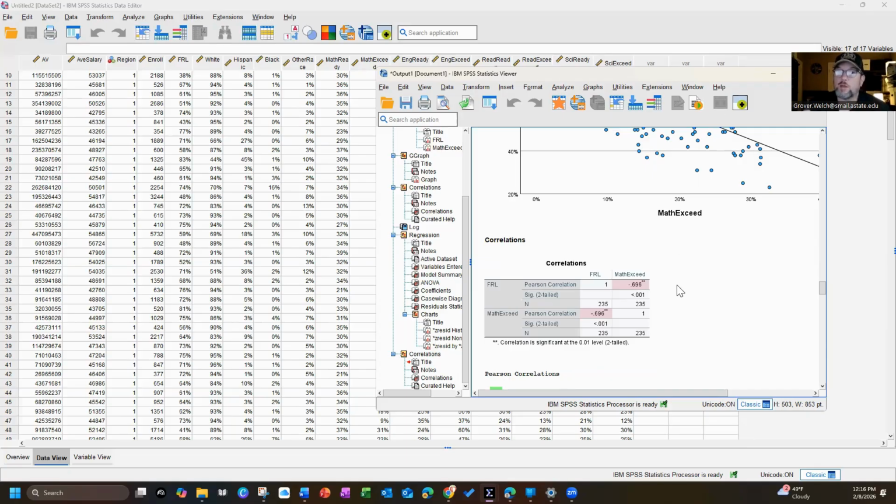Is this a meaningful relationship? The answer is yes, and I'll explain why. According to our guidelines for interpreting correlation coefficients, our r value of 0.696 falls into the strong range. Correlations between 0.50 and 0.70 are generally considered strong, and ours is at the higher end of that range. This tells us that approximately 48% of the variance in math achievement scores can be explained by the free and reduced lunch percentage, calculated as r squared equals 0.696 squared equals 0.484, or 48.4%.